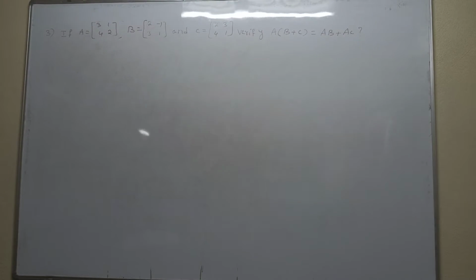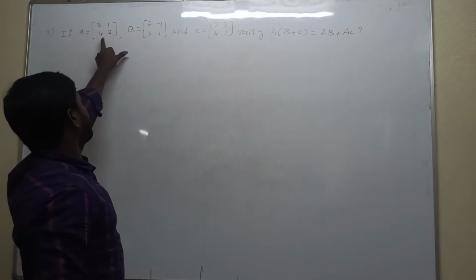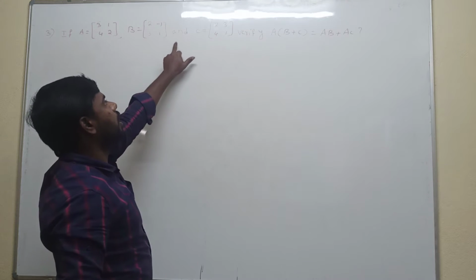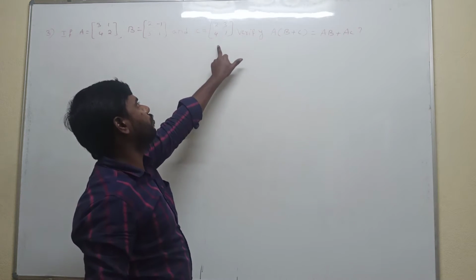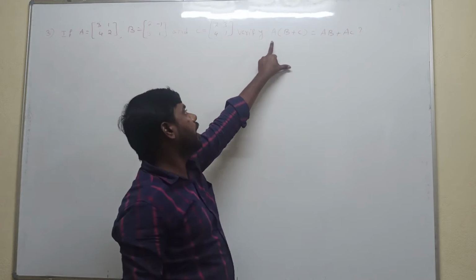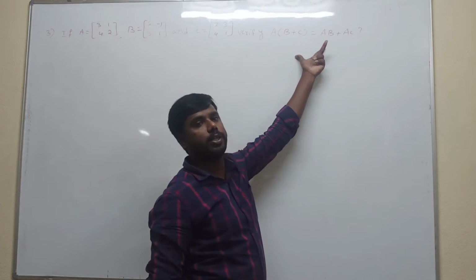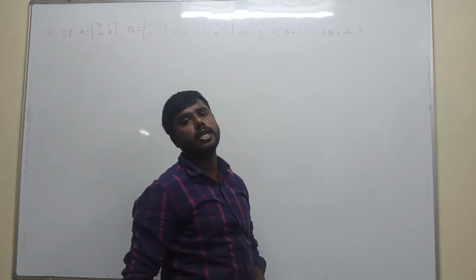See the question, this question is very, very important. If capital A is the matrix 3 1 4 2, B matrix is 2 minus 1 3 1, and capital C matrix is 2 3 4 1, verify that A into (B plus C) is equal to AB plus AC. You have to check both are equal or not.